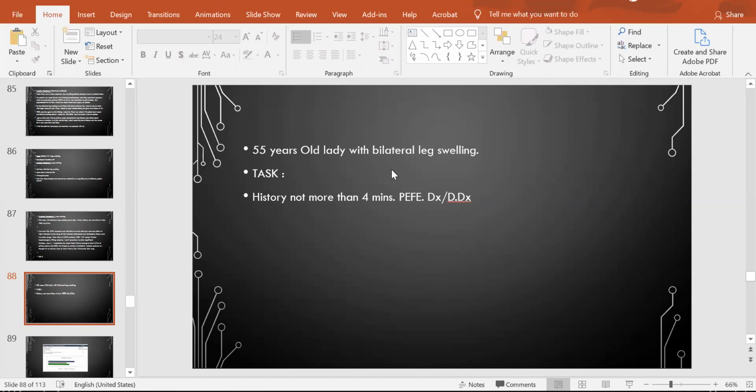So what are the DD you will give? Liver failure, renal failure, any cancer, allergy, insect bite. Okay, so just give all these differential diagnoses. So that is your case about bilateral leg swelling. And yes, very good that you can give hypothyroidism also. Hypothyroidism can present with swelling in the leg.